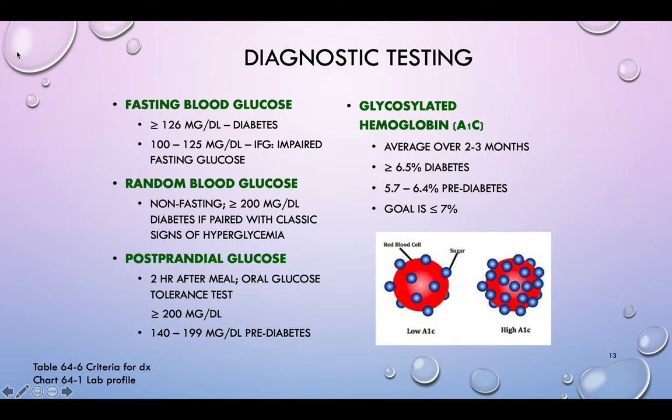There's a formula, too, to kind of help you to figure out what estimated average glucose is. And that is you take 28.7 times the A1C minus 46.7, and that'll give you an estimated average glucose.